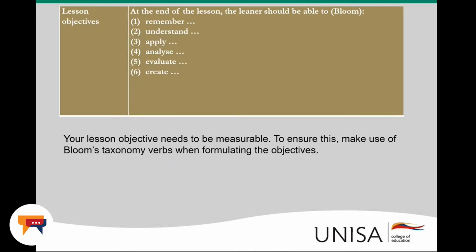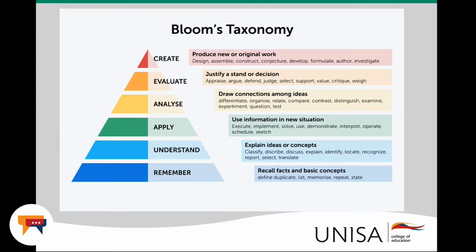And then from there, you would need to state your lesson objectives. What do you want to achieve at the end of the lesson or at the end of the topic? Your lesson objectives need to be measurable. So whatever you want to achieve needs to be measurable. And to ensure this, you need to make use of Bloom's taxonomy verbs when formulating these objectives. Now, Bloom's taxonomy verbs can be found on the internet. It is not something that you need to stress yourself about. You can just quickly search for Bloom's taxonomy and many different pictures and examples come up.